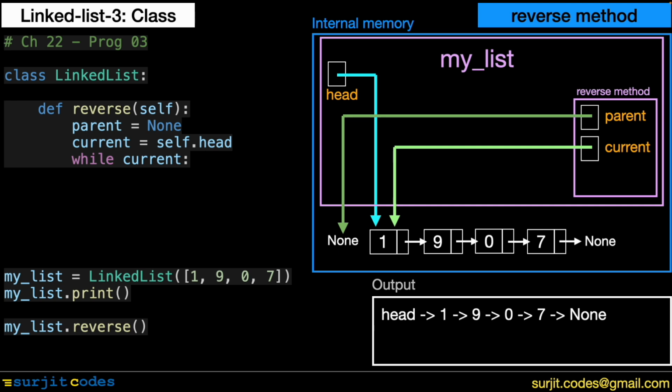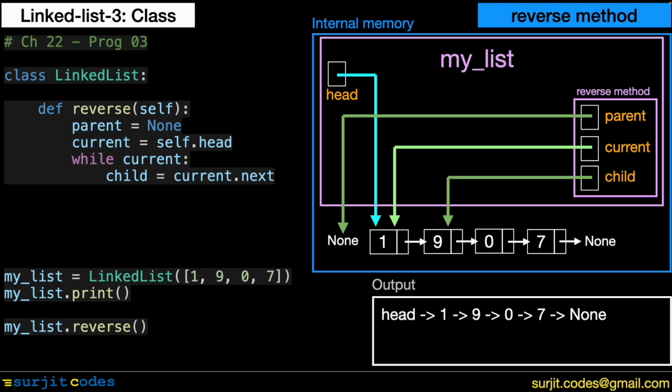So, before breaking the link between the nodes 1 and 9, we must save the reference to the node 9, that is the child of the current node, in a third variable. We call it child. It saves reference to the next of the current node for future use. The three reference variables, parent, current, and child, will move right in every iteration of the loop. We can now change the next attribute of the current node such that it points to its parent.